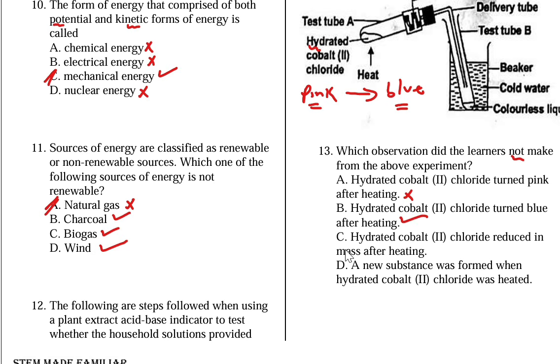That is true. C. Hydrated cobalt 2 chloride reduced in mass after heating. That is true because the water is removed, the water of crystallization. What about D? A new substance was formed when hydrated cobalt 2 chloride was heated. That one is also true. And therefore, the one that is not true is A.